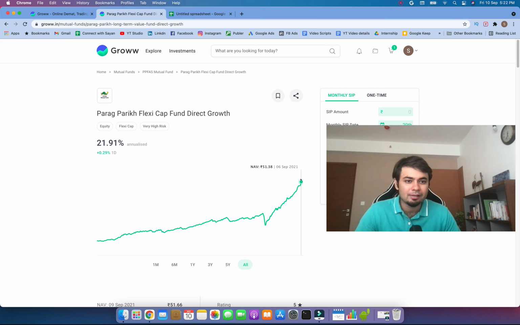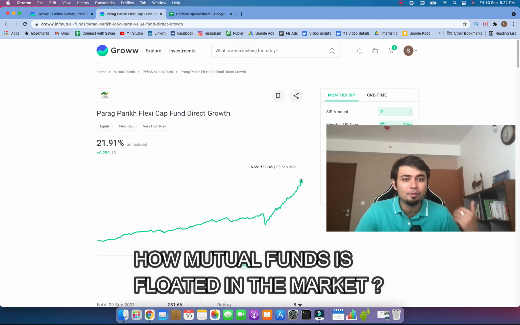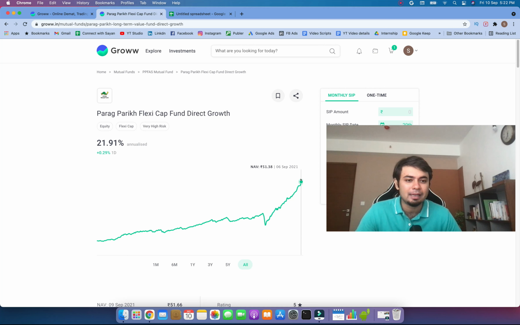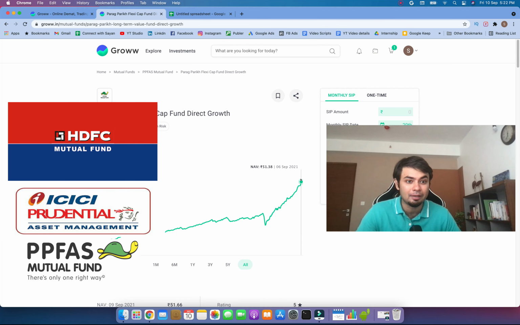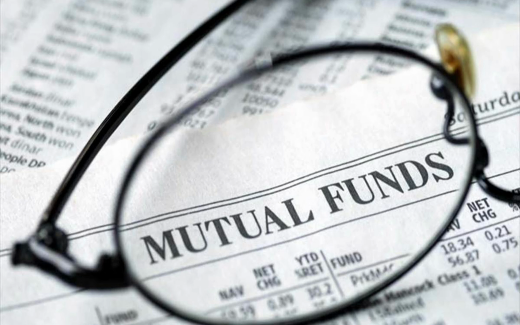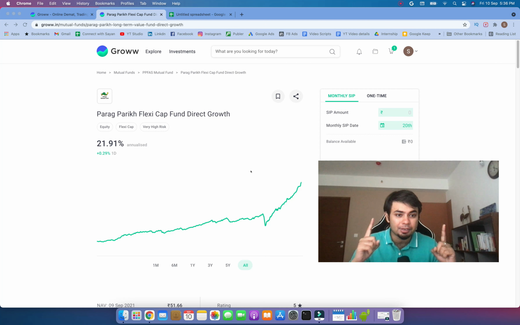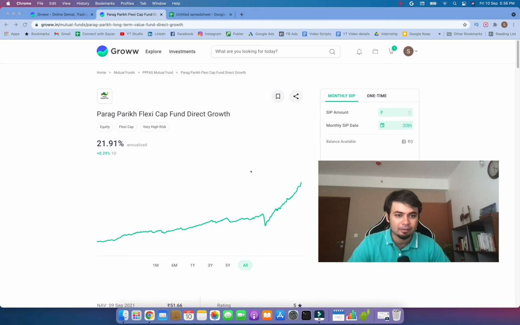Now the next question is, how does this NAV get calculated, and how is a mutual fund floated in the market? How do companies like HDFC, ICICI and so on, all these AMCs, start their own mutual fund? This is the question. So we'll answer this question. Stay with me. Whenever a mutual fund gets launched for the first time, it is called NFO, or new fund offering. It's something like an IPO.